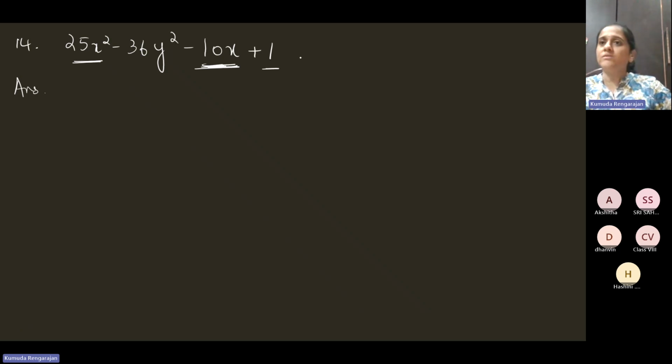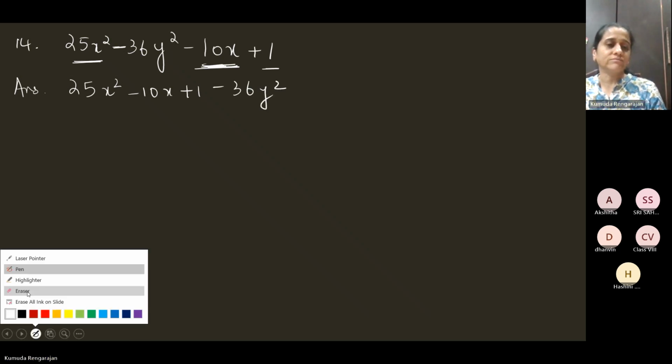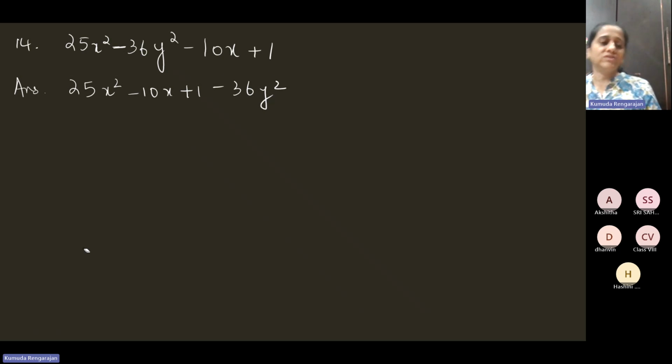Now write these 3 terms together. Because this is minus, the other term is minus 36y square. Don't start with minus 36y square. So write 25x square, then minus 10x plus 1, minus 36y square. You're just rearranging the terms. We have not used a bracket yet. We are going to use a bracket, but don't change the signs.